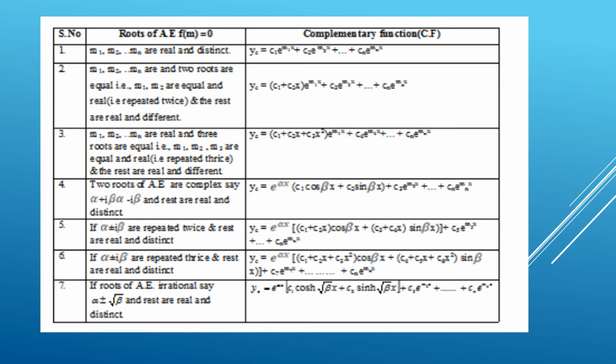So as you can see in the given table, these are some of the roots. In the first one, if m1, m2, m3 are real and distinct, meaning they are different, not the same, we can write c1 into e power m1x and c2 into e power m2x. Here m1, m2 represent the roots of the complementary function. So how to find these roots?